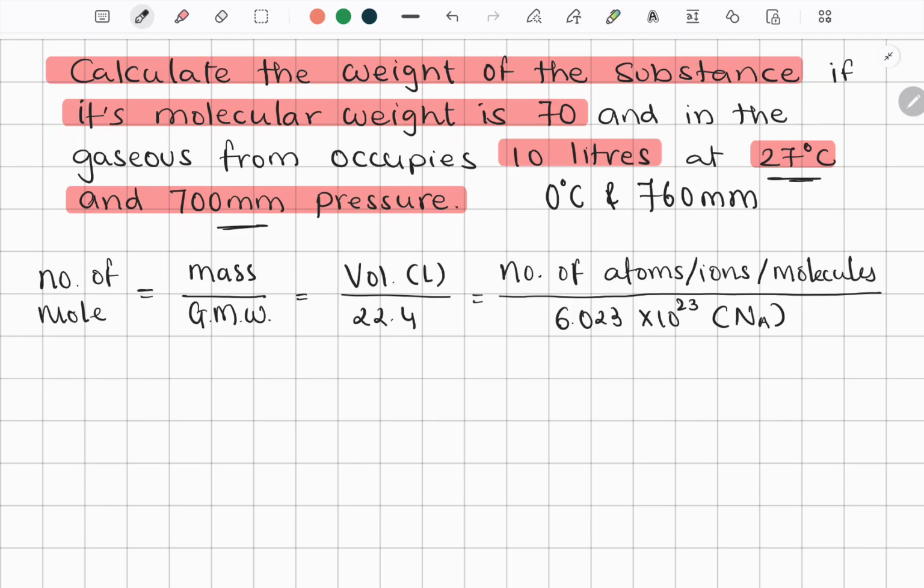It looks very simple: we need to calculate the weight, which is mass, and the molecular weight 70 is given, the volume 10 liter is given, and we can put the values and, after equating these two formulas, calculate the mass. But it is not that simple. Because of the given temperature and pressure, the volume of the gas has to be at the STP condition, which is 0 degree Celsius and 760 millimeter pressure. If the given volume is not at STP, then what should we do?